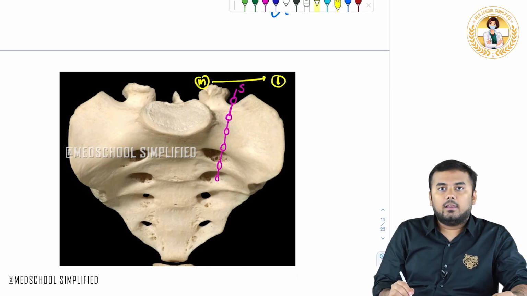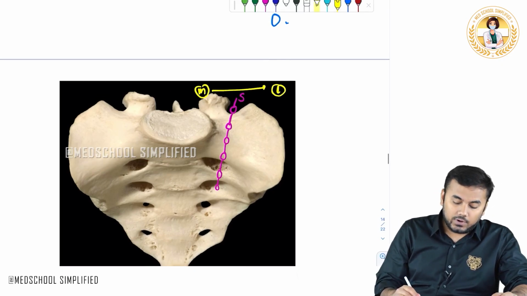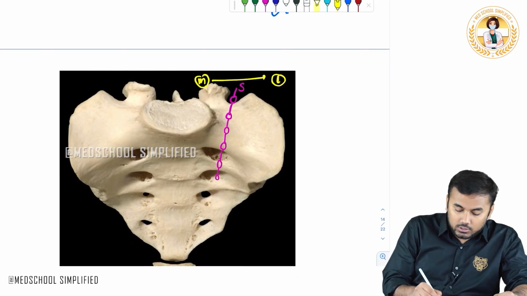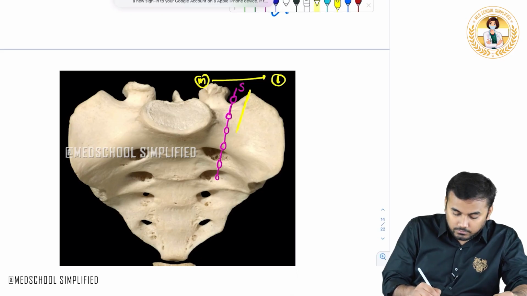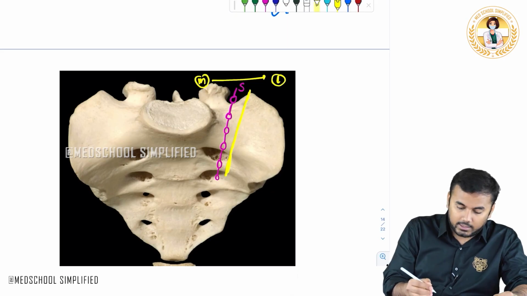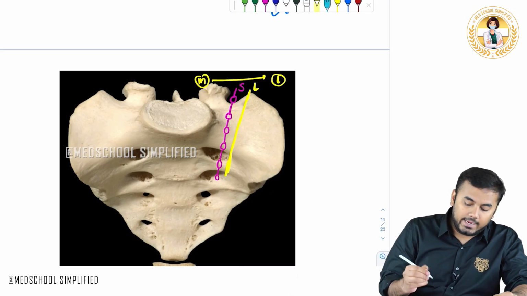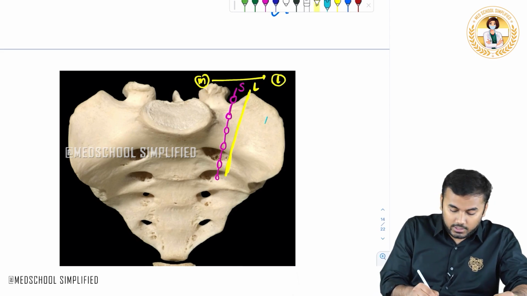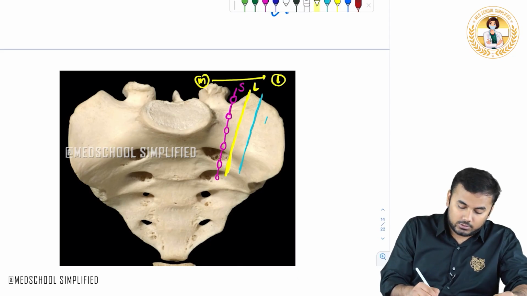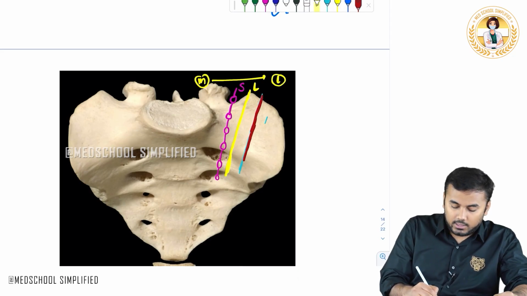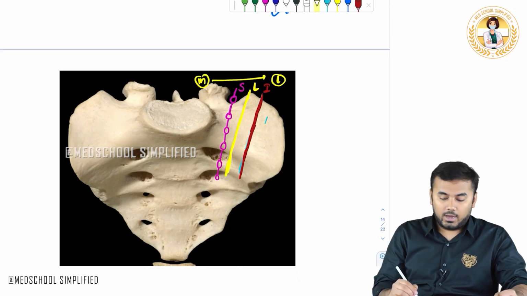After that, L. What does L stand for? L stands for lumbosacral trunk. You see this one over here is your lumbosacral trunk. So this is your L. And what does I stand for? All of you look here. I stands for an artery called the iliolumbar artery. Let me write it in red. This artery which you can see here is the iliolumbar artery.